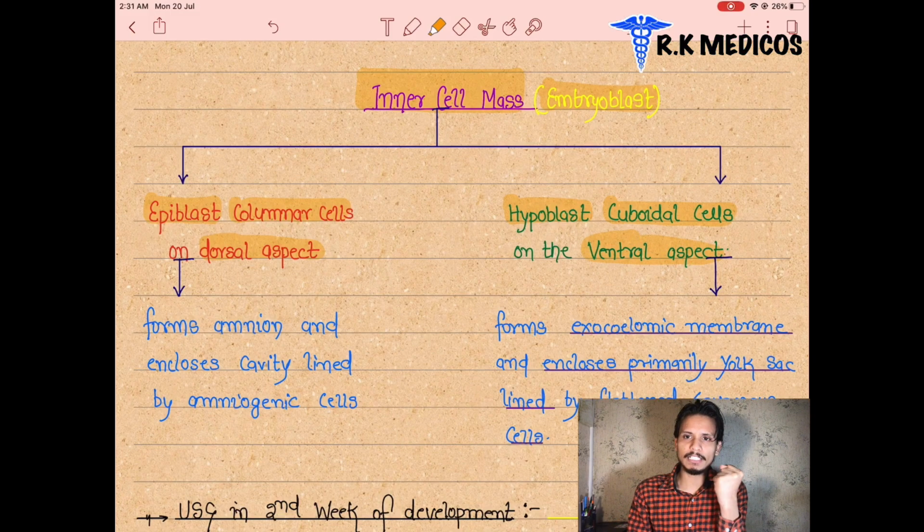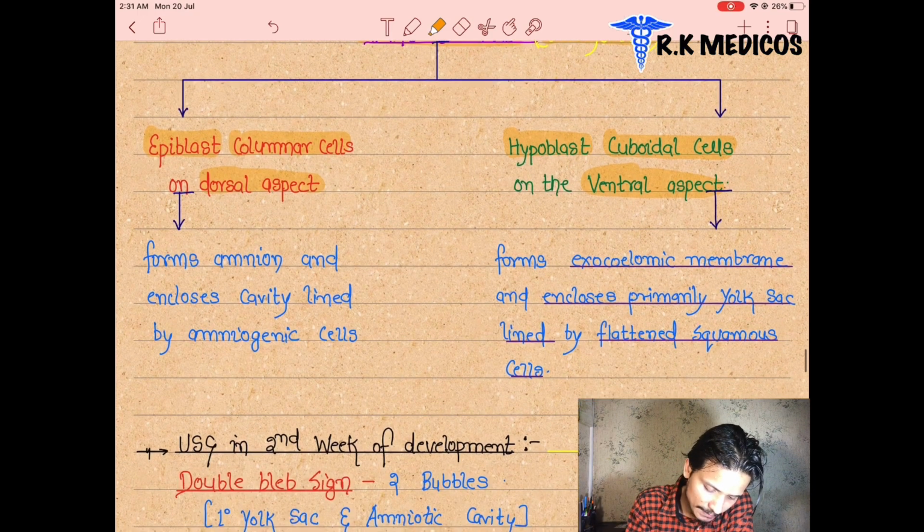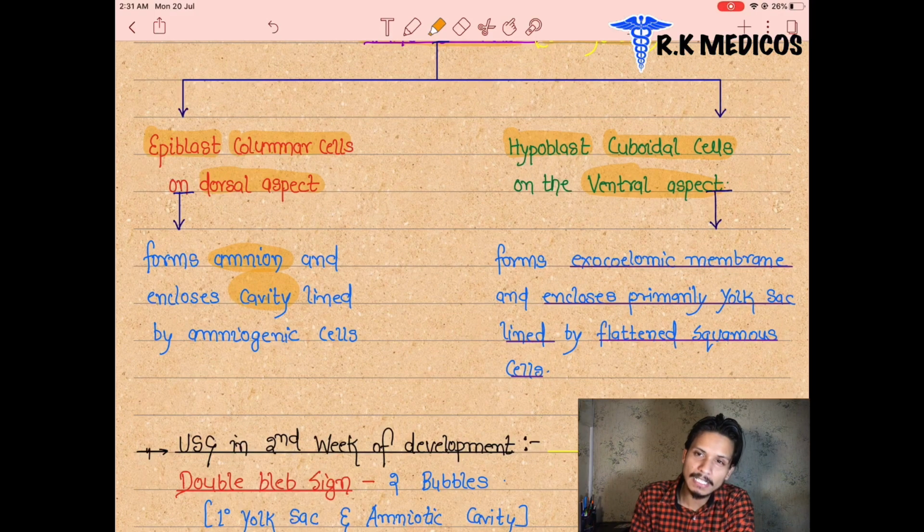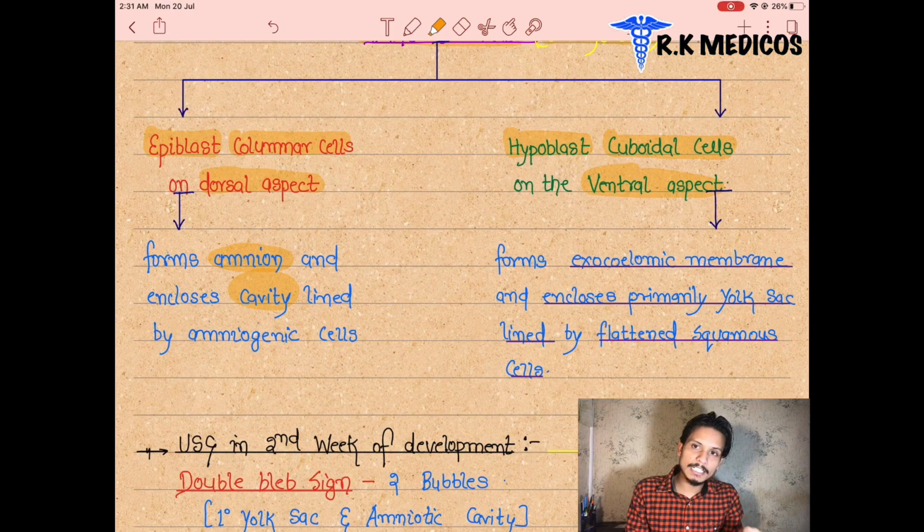Suppose this is the ventral part, and this one is the dorsal part. The ventral part is made up of hypoblast cells, and the dorsal part is made up of epiblast cells. So what is the epiblast going to form later? The epiblast cells form the amnion, the amniotic cavity, and this cavity is lined by which cells? Epiblastic cells, and these are called amniogenic cells. The amniogenic cells line the amniotic cavity.